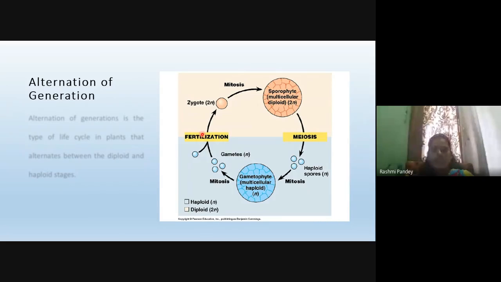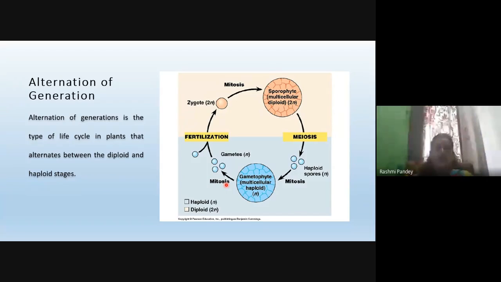Now, how much of the period is haploid and how much is diploid, how much of it is present, depending upon that there are different terms given to the alternation of generation. So basically that is alternation of generation. Now we'll see what kind of alternation of generation is seen in members of the Phycomycetes.